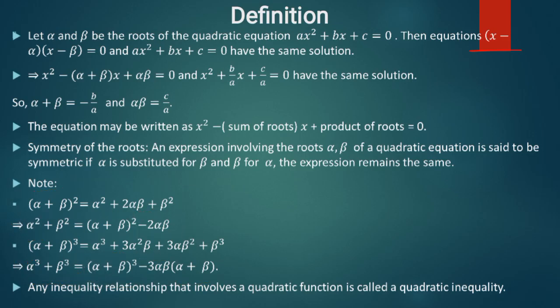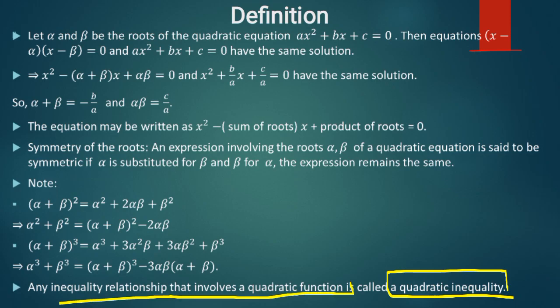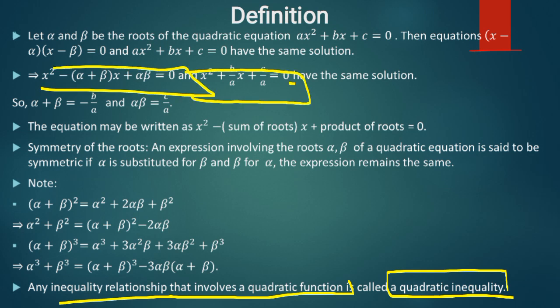Okay, so any inequality relationship that involves a quadratic function is called a quadratic inequality. So if you have an inequality relationship and it involves a quadratic function, what's a quadratic function? It is any function that satisfies this or this. They're all the same thing, right? And that's what you need to know as foundation for studies on quadratic equations.